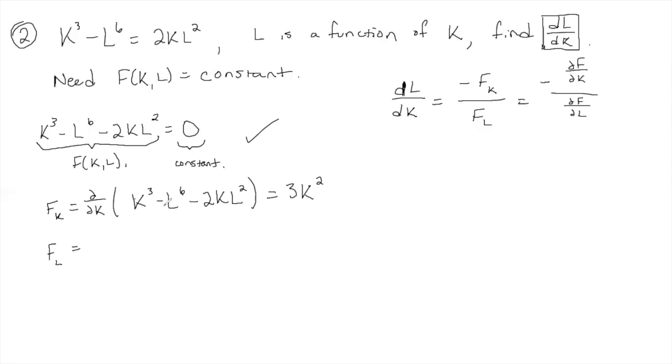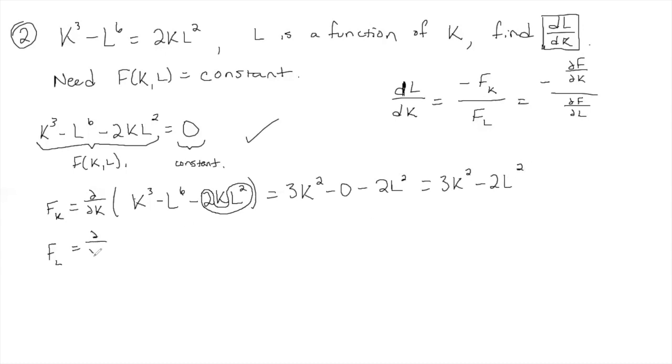This l to the 6th is a constant, so it goes to 0. So I'll write minus 0. You don't have to write this, but I'm writing it just to emphasize where this comes from. And in this case, 2l squared is our constant and k is our variable. So I just have 2l squared as my derivative in this case. So this is 3k squared minus 2l squared.